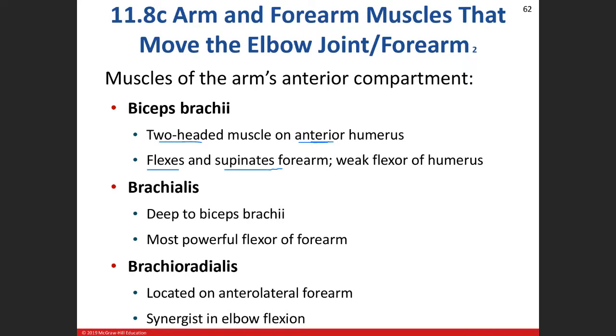The brachialis, this is that muscle that we saw that was deep, and we saw it from the lateral view, is deep to the biceps brachii. This is the one I was telling you about, the most powerful flexor of the forearm. This is the one that bends your elbow the best.